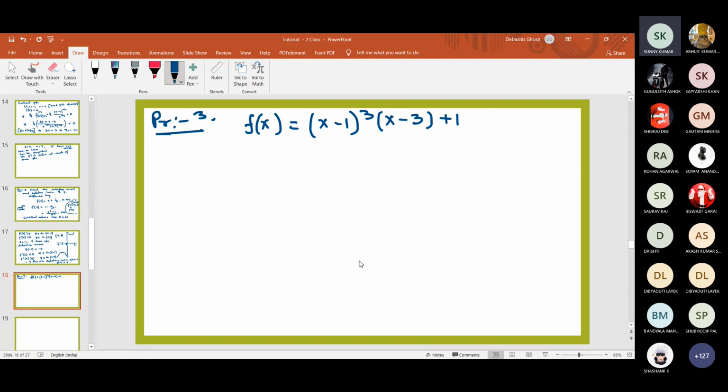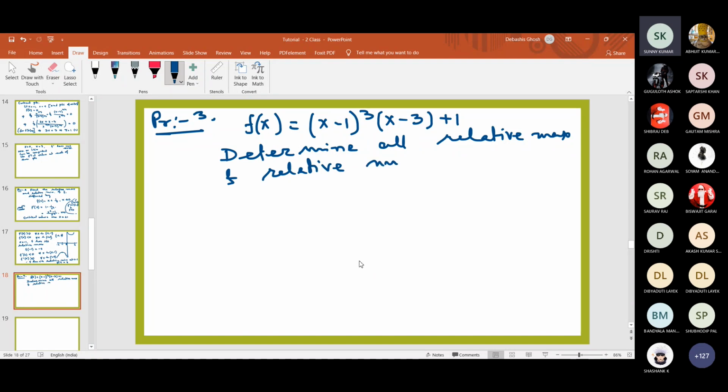Determine all relative maximum and minimum. So in this case, we are not drawing any graph. We are going to solve. You have the function f of x. It's very easy to find the derivative. We can do that derivative.